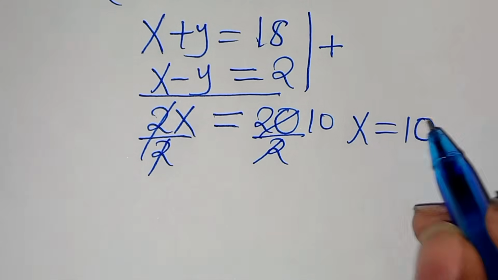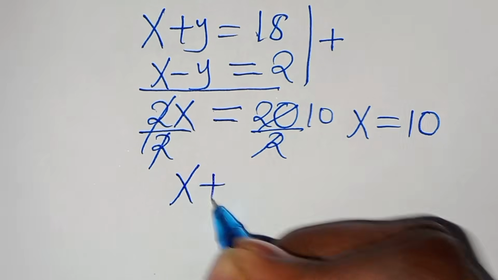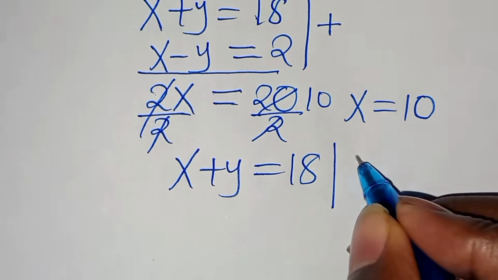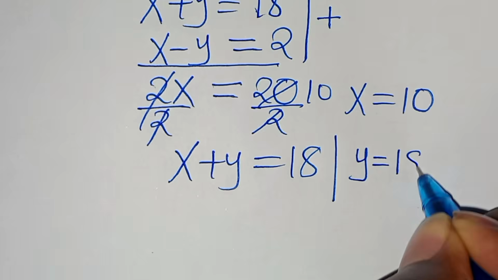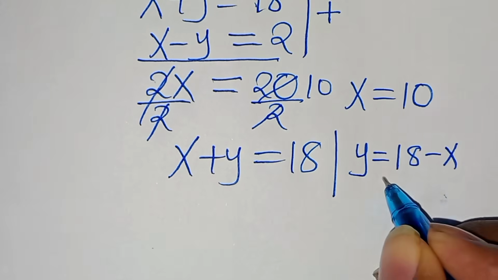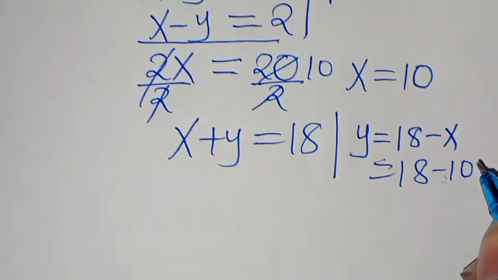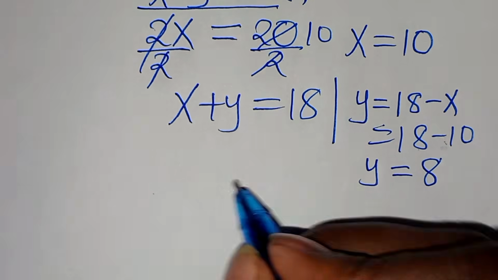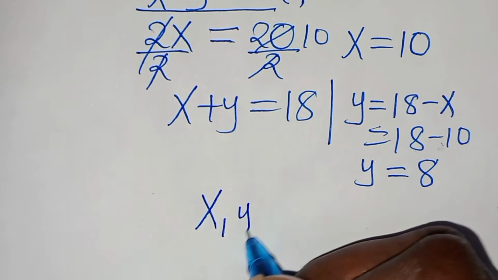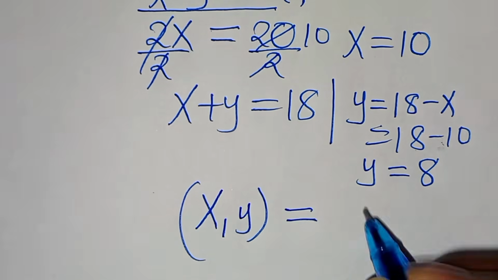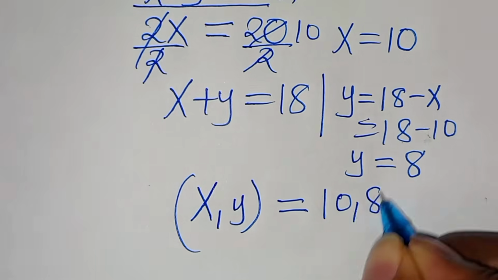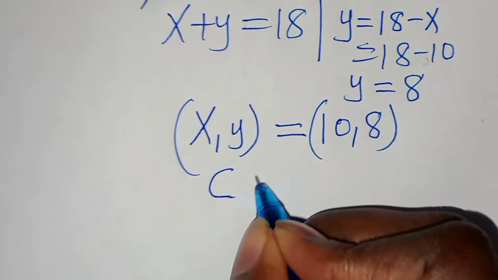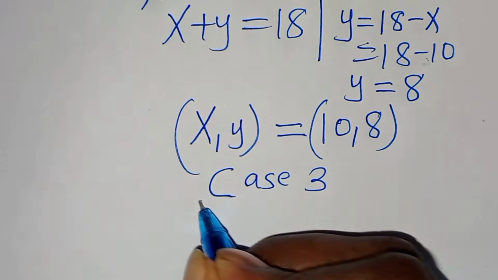Now let's solve for the corresponding value of y. Remember x plus y is equal to 18. So we have that y is equal to 18 minus x, and this implies that here we have 18 minus 10, and therefore y is equal to 8. So we have the first set of solution here, that is x comma y is equal to 10 comma 8. Now let's proceed to case 3.